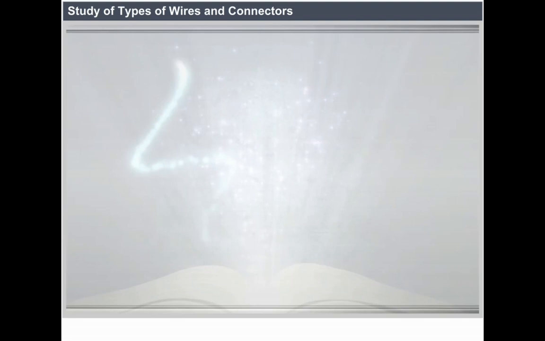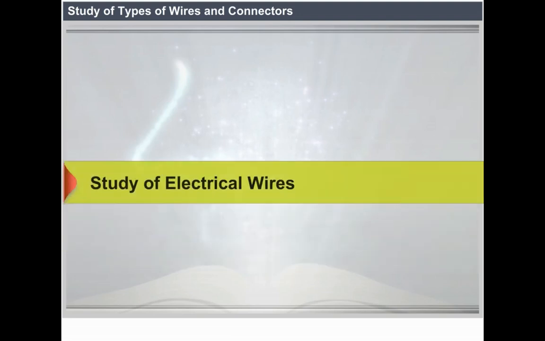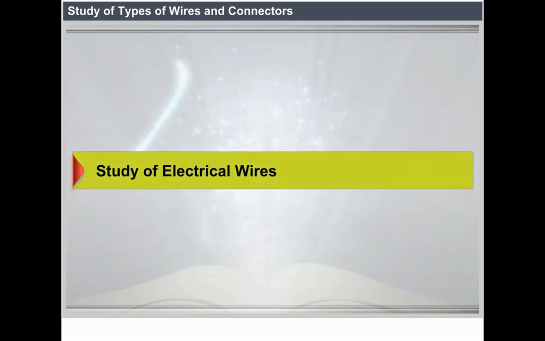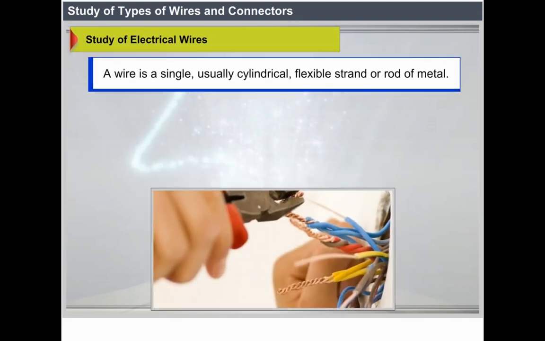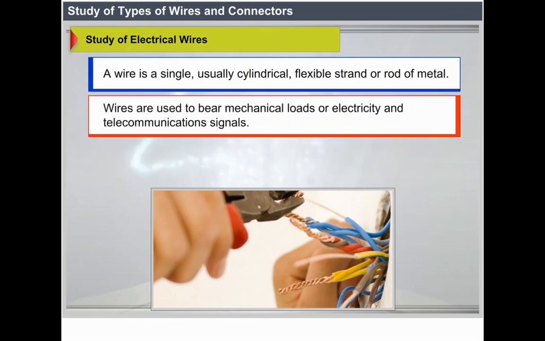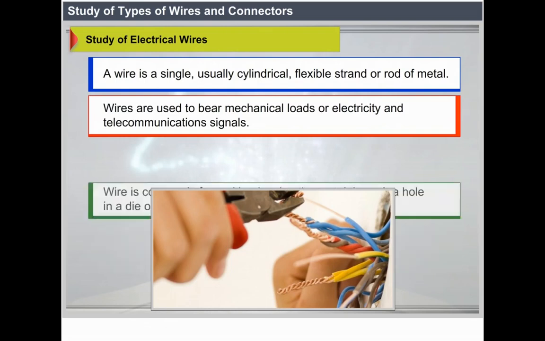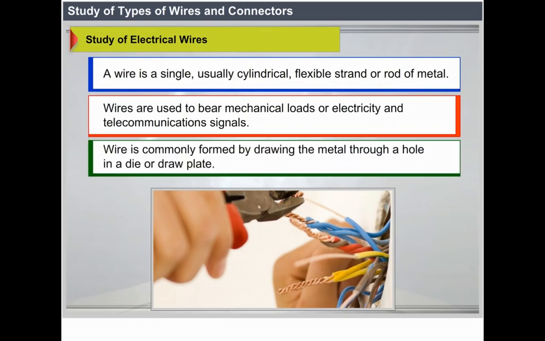Study of types of wires and connectors. Study of electrical wires. A wire is a single, usually cylindrical, flexible strand or rod of metal. Wires are used to bear mechanical loads or electricity and telecommunication signals. Wire is commonly formed by drawing the metal through a hole in a die or a draw plate.